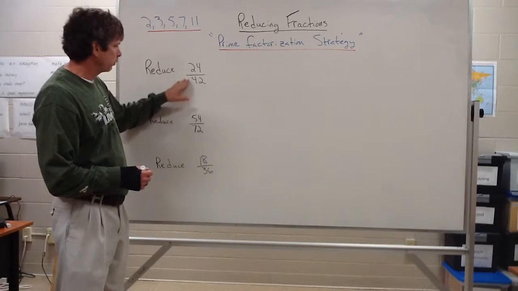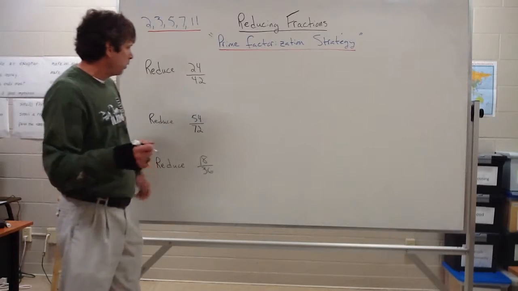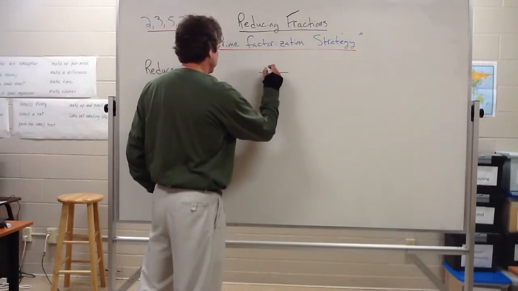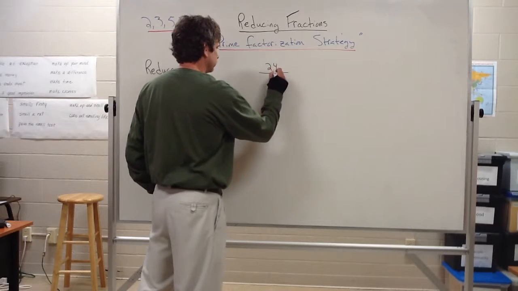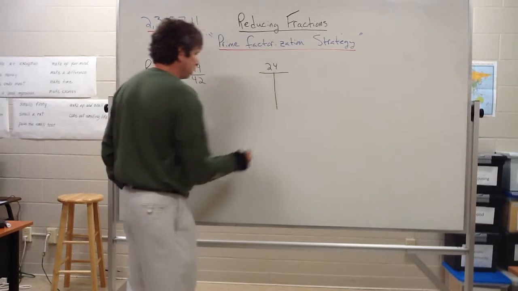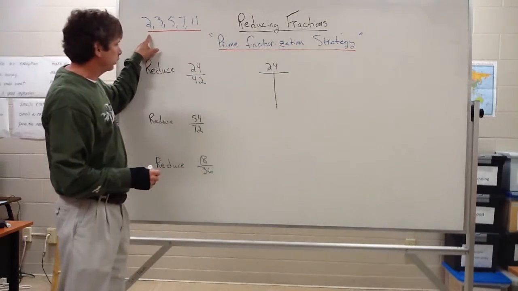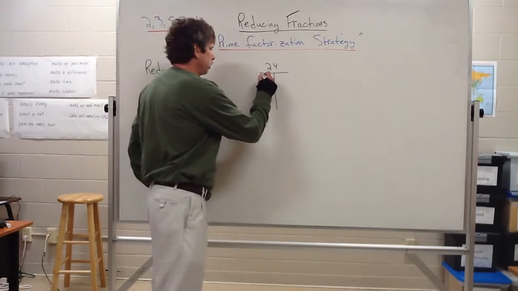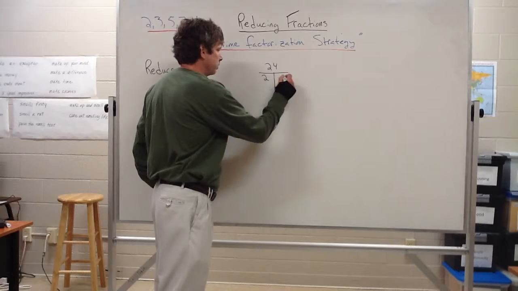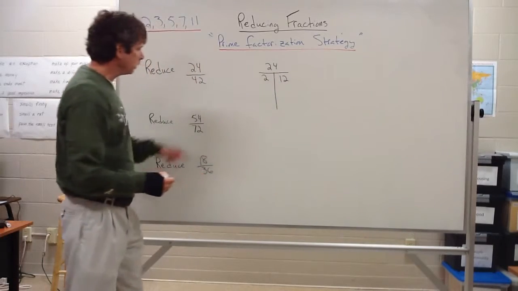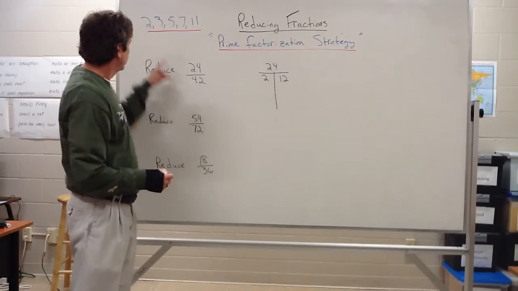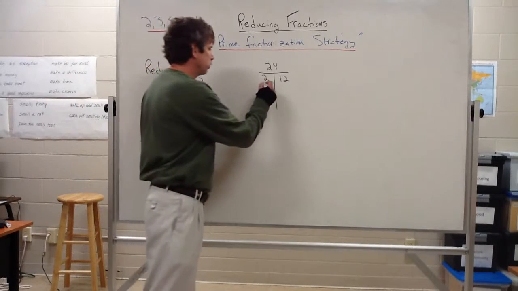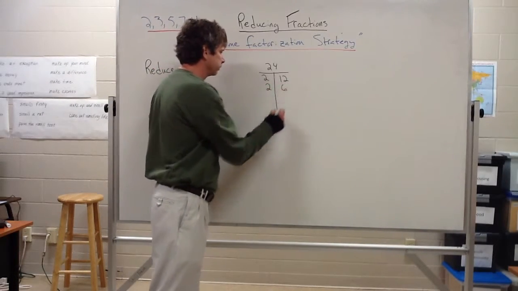Reduce 24 over 42. The way we're going to do this is we're going to do a prime factorization. So we're going to start with the 24. And starting with the 2, we ask ourselves, does 2 go into 24? And it does. 2 goes into 24 12 times. So now we're at 12. Again, we ask ourselves, does the 2 go into 12? And again, 2 does go into 12 6 times.